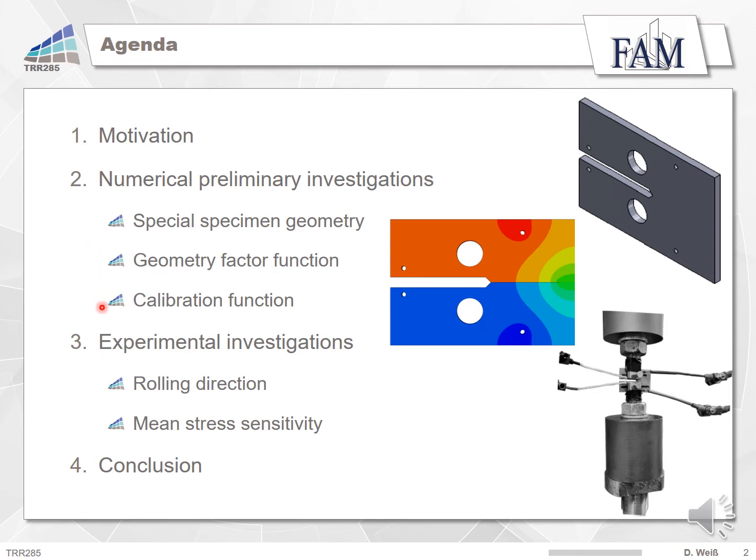In the main part, I would like to present you the experimental investigations. These investigations are based on the influence of the anisotropy arising during rolling, where we have a look at the rolling directions along and across in relation to the initial crack. Furthermore, the influence of the mean stress sensitivity is analyzed. At the end, I will summarize the main points and give a short conclusion.